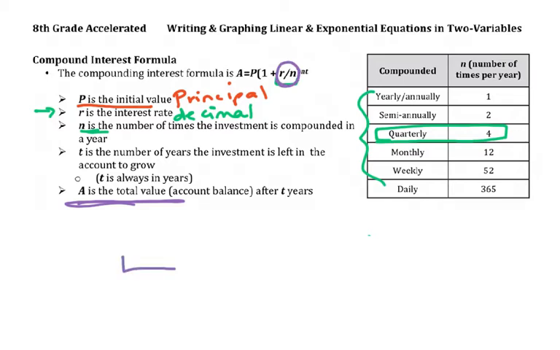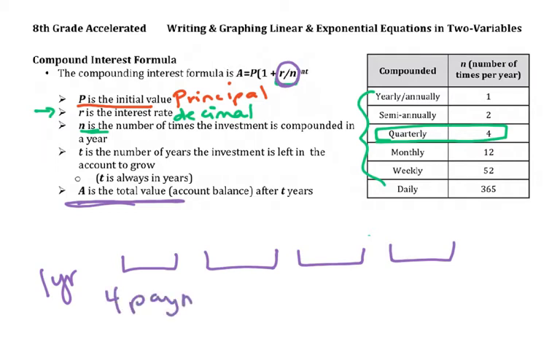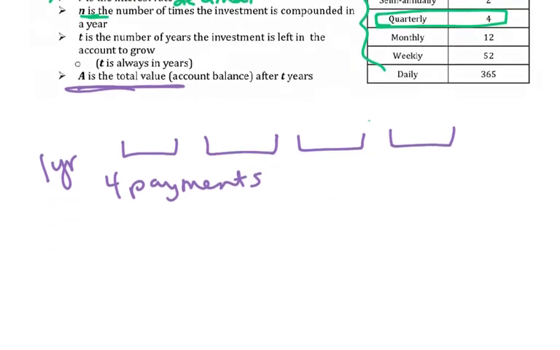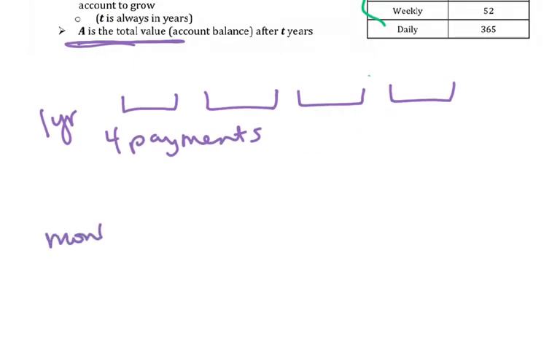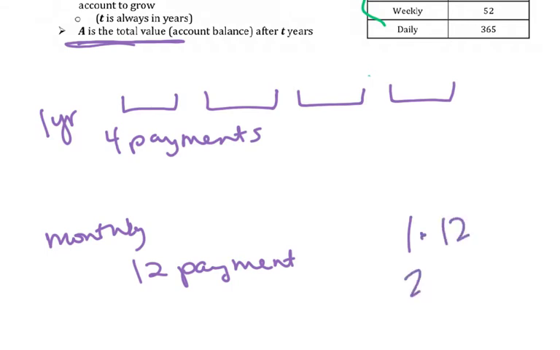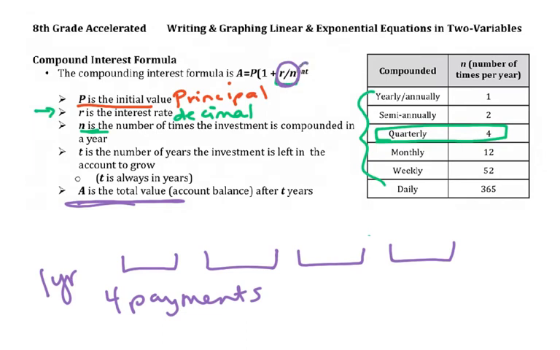Now, taking the example I just gave you, if we've got quarterly, so we have 4 payments in 1 year, that means that you're going to get 4 payments of interest in 1 year. On the other hand, if it was compounded monthly, then you're going to get 12 payments of interest. And so in 1 year, you would get 12 payments. So we would take the 1 year and you have to multiply it by 12. If it was 2 years, you would multiply that by 12, so you'd get 24 payments. And that is what the N times T as the exponent is.